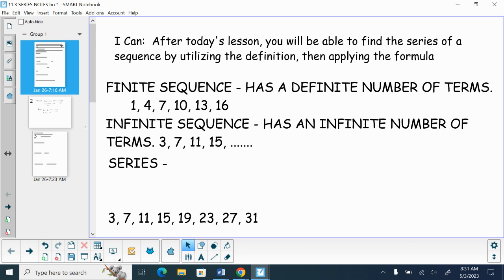1, 4, 7, 10, 13, 16. It stops. Or you can have an infinite sequence, which is an indefinite or infinite number of terms, and how that is signified is you'll get a comma and a dot afterwards. It will continue onwards. Right now we have finite sequences we've been dealing with. We have a starting spot, we have an ending spot.